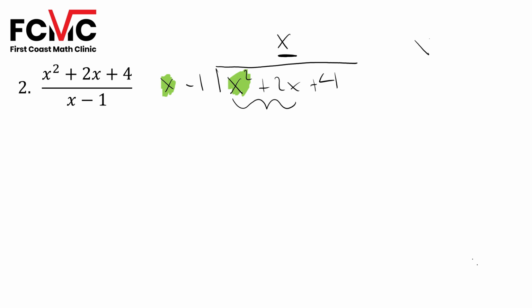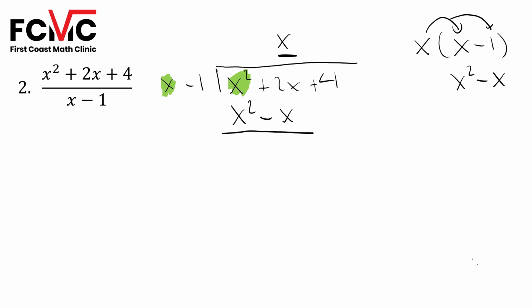So I'll do that multiplication off to the side. X times x minus 1. Distribute the x, we get x squared minus x. I'm going to subtract this. We're going to flip the signs. So that becomes negative, minus. That becomes plus. X squared minus x squared cancels out. 2x plus 1x gives us 3x. Now we can bring down the plus 4.